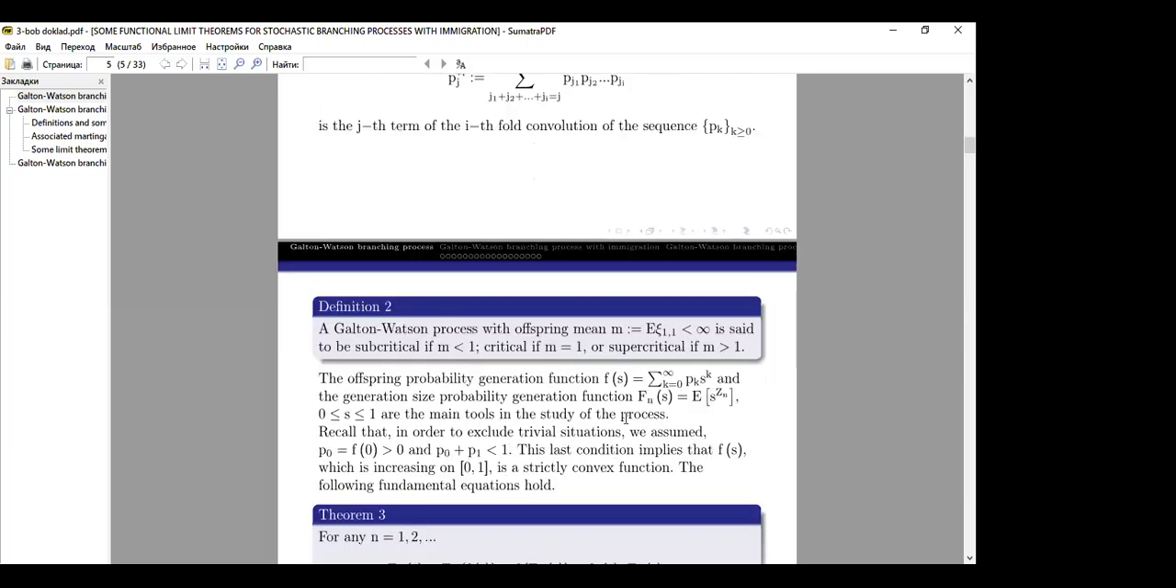The main tool for studying branching processes is the generating function. Denote by f(s) the generating function of the number of direct descendants of particles, and we define f_n(s), the generation size probability generating function. So there is a well-known inequality.